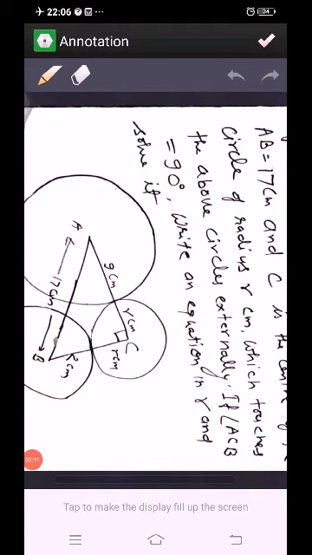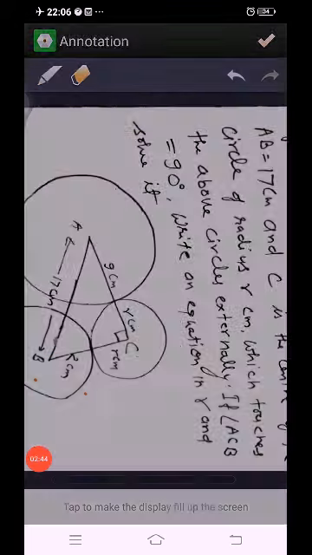So we had here this radius 9 centimeter, this is r centimeter. So this total AC will be 9 plus r. Similarly, this radius 2 centimeter, this is r, then BC will be r plus 2, and AB is given 17 centimeter. Here angle ACB is given 90 degree.